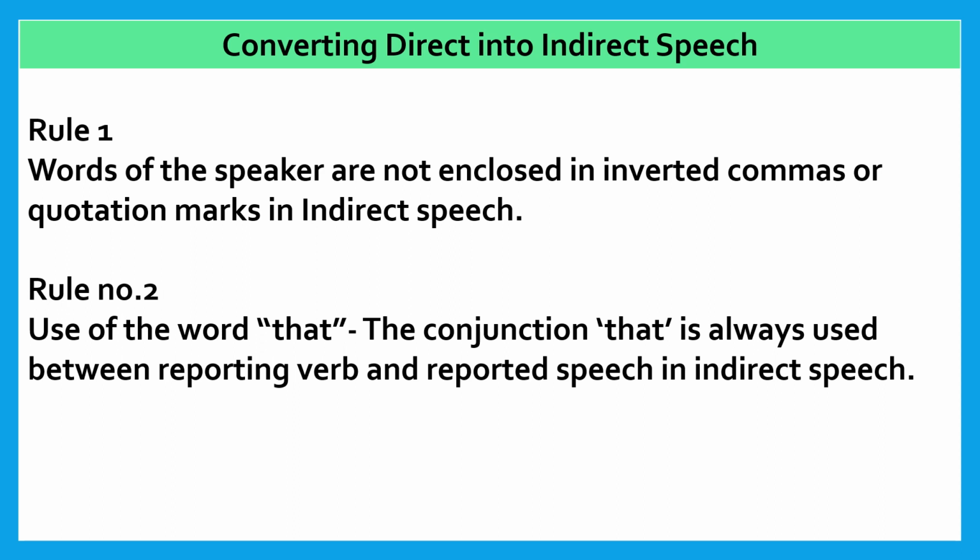Rules for converting direct speech into indirect speech. Rule number 1. Words of the speaker are not enclosed in inverted commas or quotation marks in indirect speech. Rule number 2. Use of the word "that." The conjunction that is always used between the reporting verb and reported speech in the indirect speech.